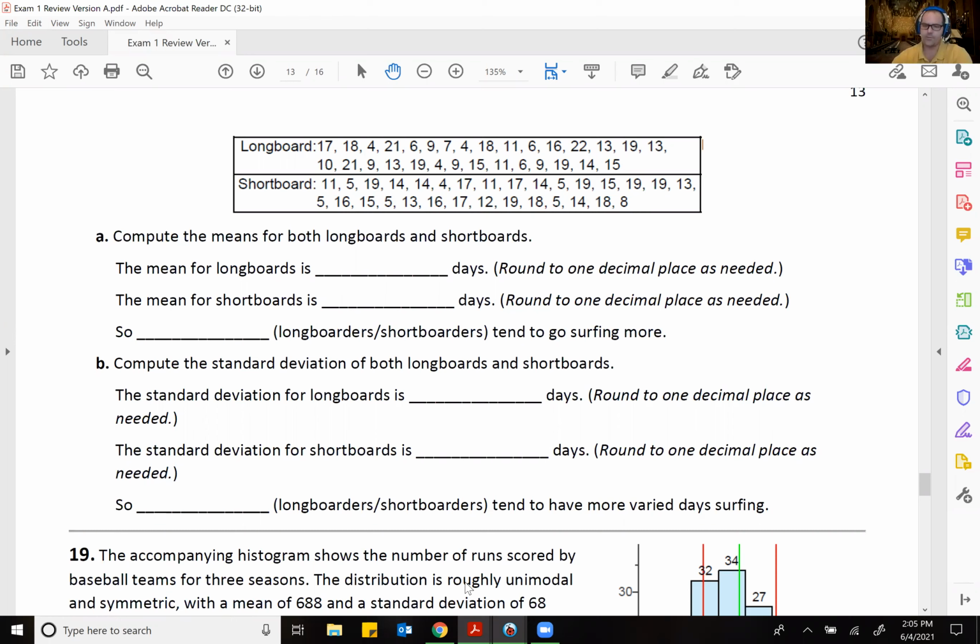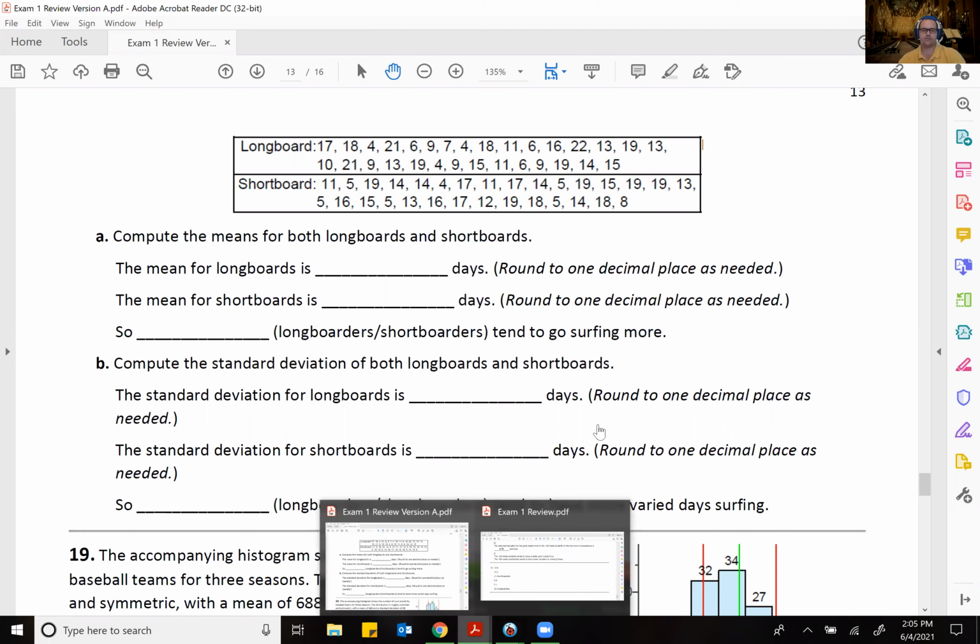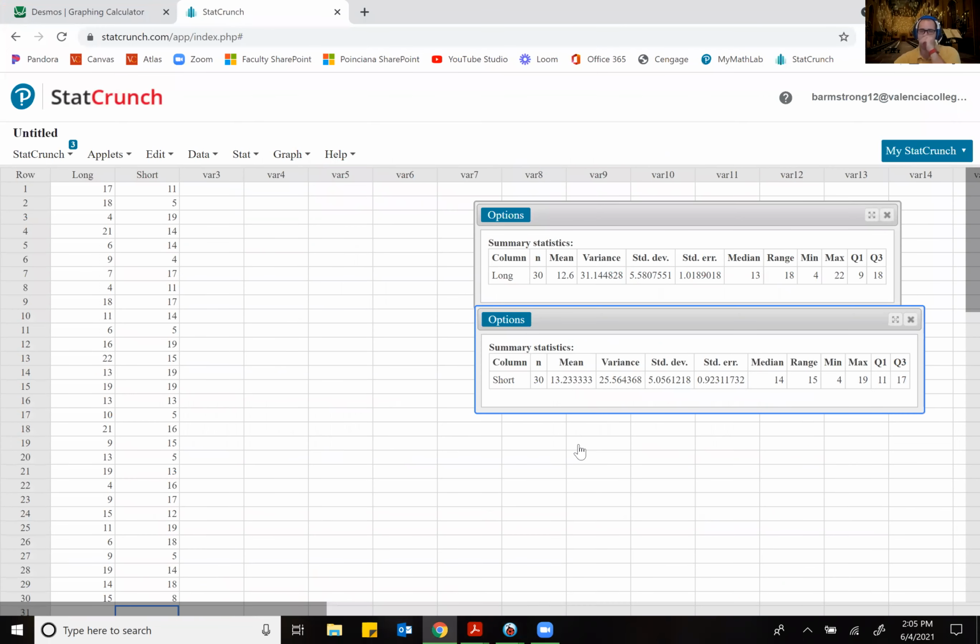Okay. Part B, we need standard deviations, rounded to 1 decimal place. All right, so we go back into our data. What is the standard deviation for long? 5.58. Careful, it said 1 decimal place this time. 5.6. Watch those roundings. And what is the standard deviation for the short? 5.1. Good.